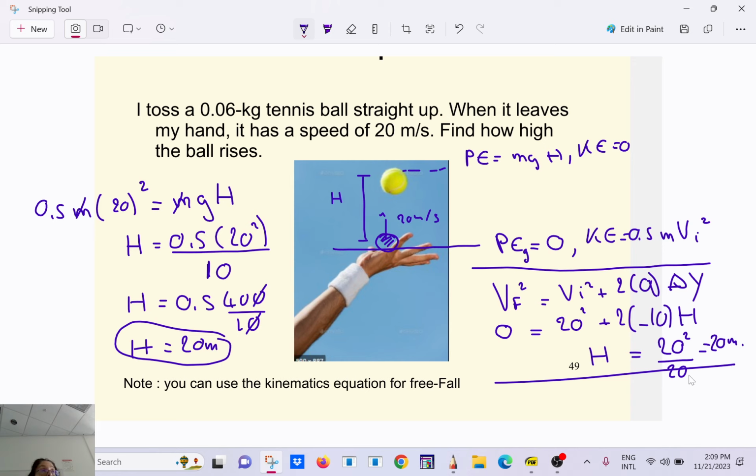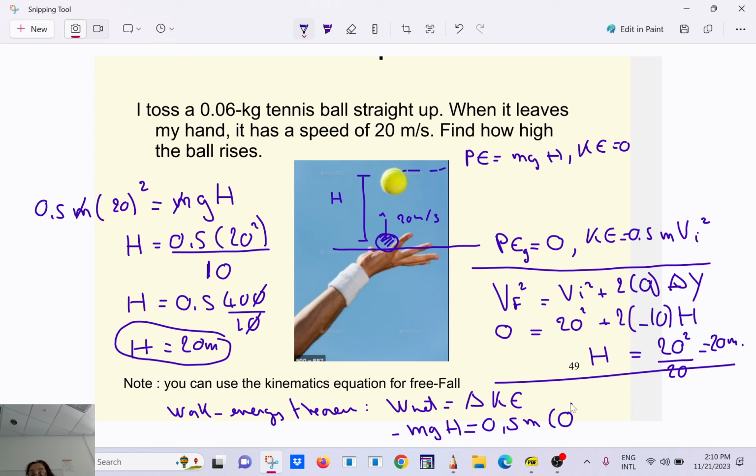I could also have used the work-energy theorem that says that the net work equals the change in kinetic energy. It's the same thing. We are talking about the same things, different approaches. So the net work, the only force acting is gravity. Gravity is doing what? Positive work or negative work? Negative work. Very good, because it's trying to slow it down. So I'm going to put minus mgh equals the change in kinetic energy, which is going to be negative because it's going to slow down. So at the top, final is 0 minus initial squared. And again, you find 20 meters.